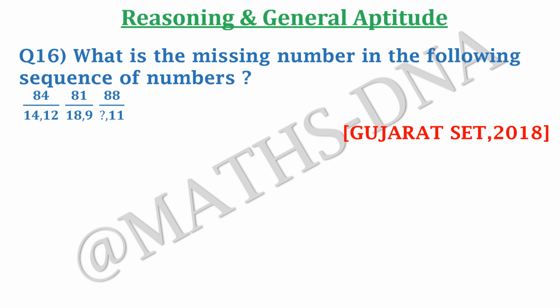This question was asked in the examination of Gujarat SLET 2018 paper 1, that is part A, reasoning and general aptitude. The options are A 13, B 14, C 15 and D 16. If you can find it, pause the video over here and try it by yourself once. Now let us solve it.